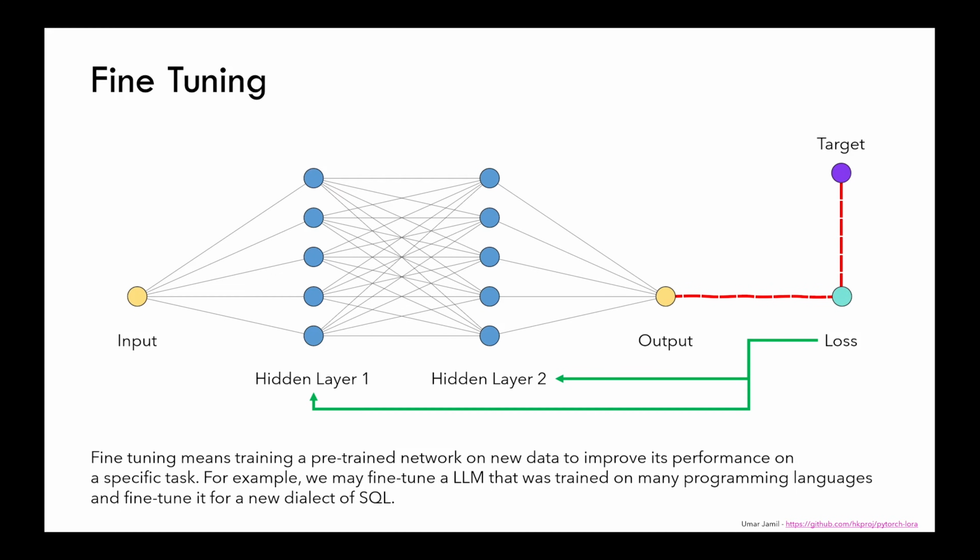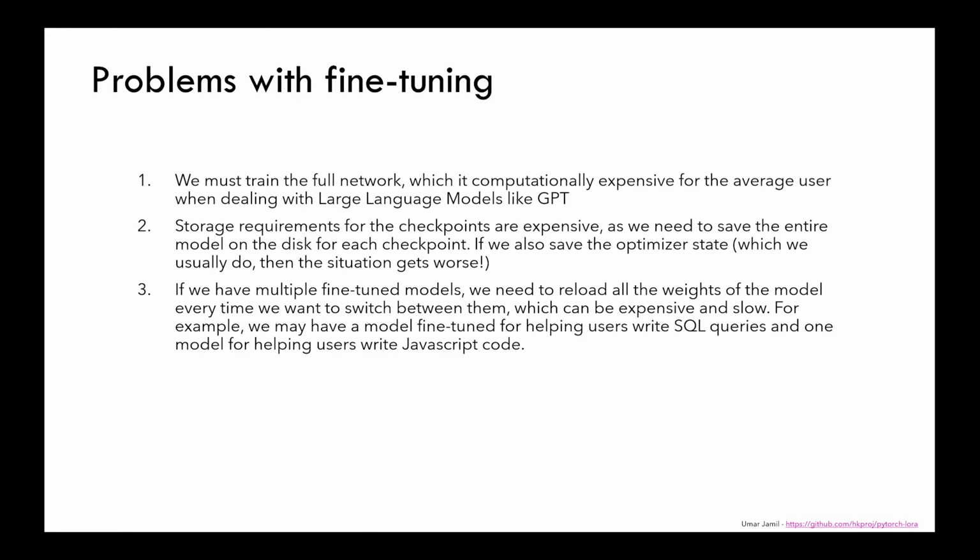What we used to do is train this entire model on new data, and we alter all these weights using the new data. However, this creates some problems. The problem with full fine-tuning is that we must train the full network, which first of all is computationally expensive for the average user, because you need to load the whole language model in memory, then you need to run backpropagation on all the weights.